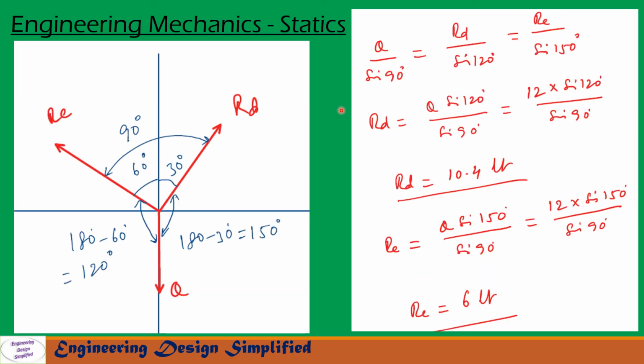Now let us write Lami's theorem. Lami's theorem is Q by sine 90 degrees equal to RD by sine 120 degrees, that is also equal to RE by sine 150 degrees, that is written here. So from first and second terms we get RD equal to Q sine 120 by sine 90. So after substituting the values and simplification we get RD is 10.4 lb. Similarly, from first and last terms, we get RE equal to Q sine 150 by sine 90. So again, after substituting the values and simplification, we get RE is 6 lb.